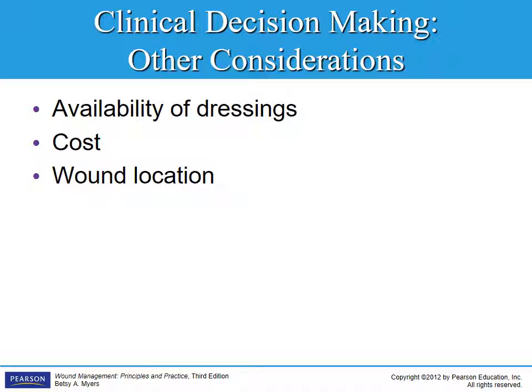Other considerations is what you have available. There's some health systems that don't allow, for example, silver dressings because it's too expensive. So you have to look at what's available for you to use. You have to look at the cost and you have to look at where the wound is located. Okay.